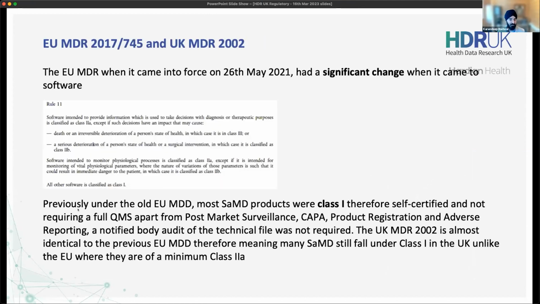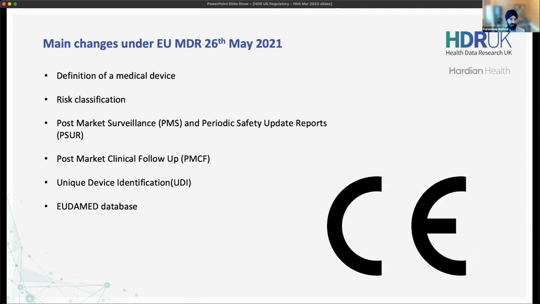Oh, too fast. One before, please. There we are. So what were the main changes under the EU MDR on the 26th of May, 2021? Of course, the definition of a medical device slightly changed. That wasn't a huge difference, but there were some differences, as Mike touched on earlier. Risk classifications: the MDR had certain parts where, by definition, certain medical devices were being up-classified, especially software devices under Rule 11.